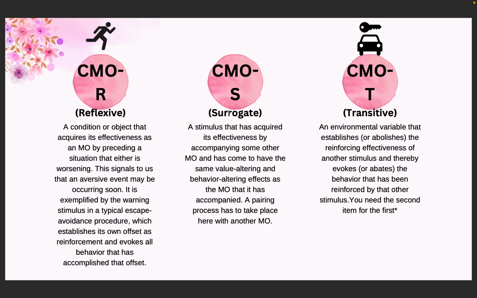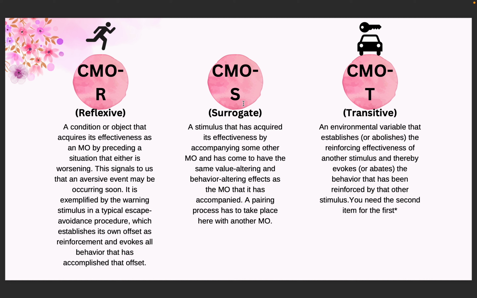Surrogate, on the other hand, is a stimulus that has acquired its effectiveness by accompanying some other MO and has come to have the same value and behavior-altering effect as the MO that it was accompanied with. So think of this as a pairing process that has taken place, okay?